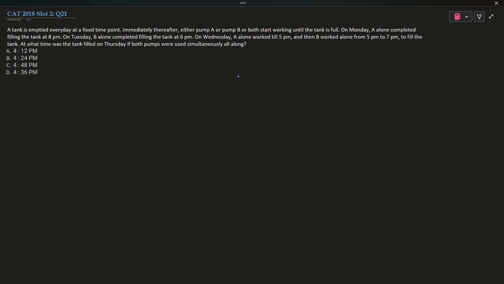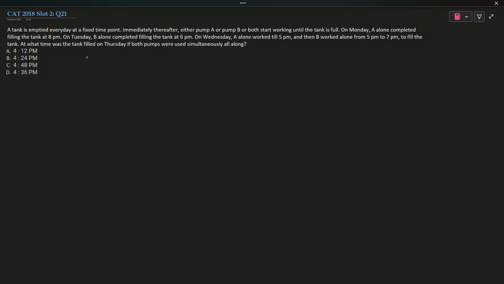On Wednesday A alone worked till 5 p.m. and then B worked alone from 5 p.m. to 7 p.m. to fill the tank. At what time was the tank filled on Thursday if both pumps were used simultaneously all along?